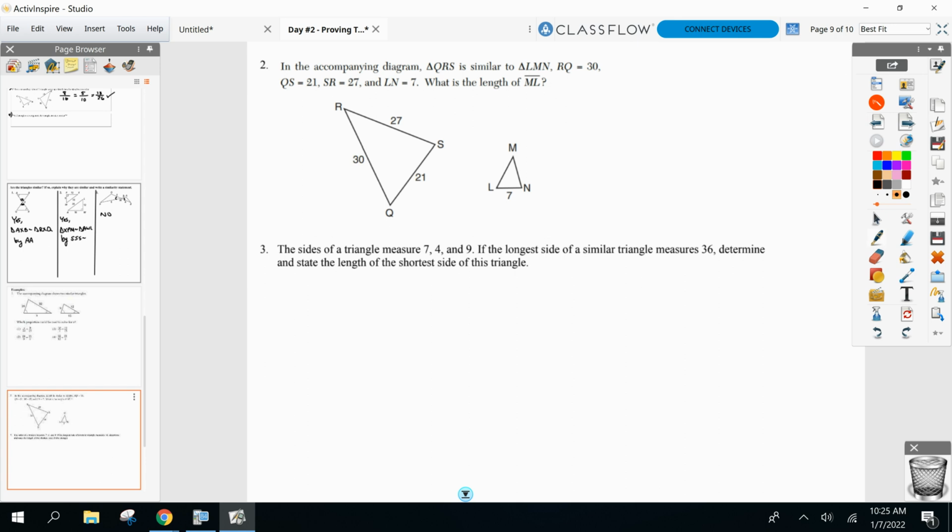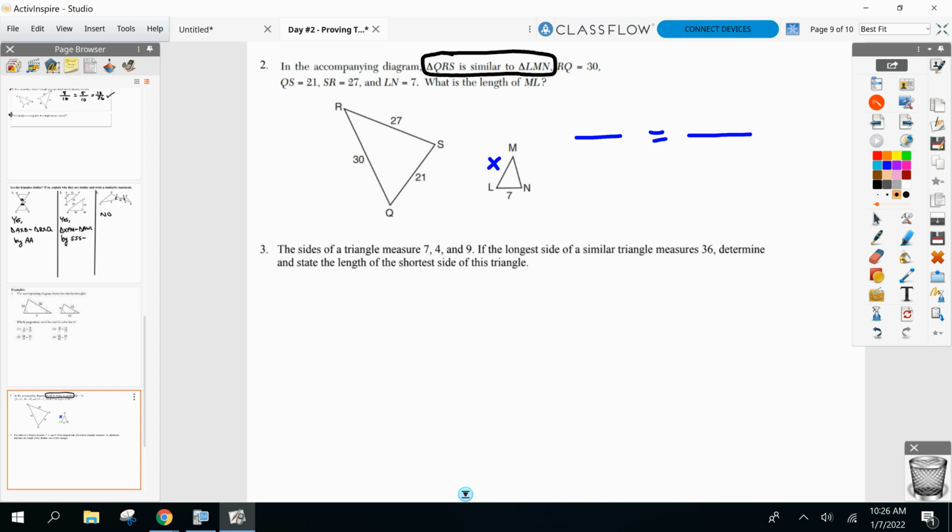All right, so for number 2, see what they tell me? You don't have to prove it to me. I'm telling you they're similar, which means what about their sides? They're set up in the same ratio. If the triangles are similar, they're set up in the same ratio. They tell me all the values, and we are in charge of finding the length of ML. The triangles are similar, so sides are in the same ratio.